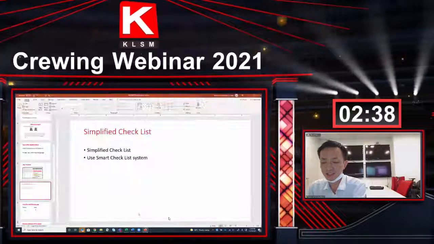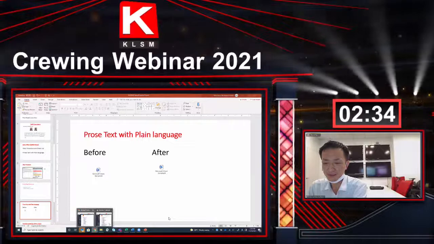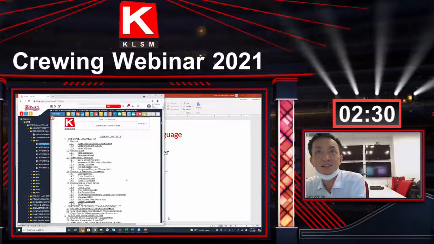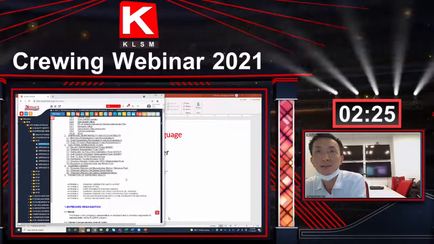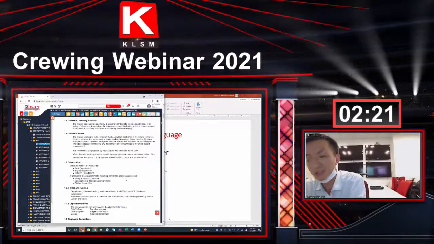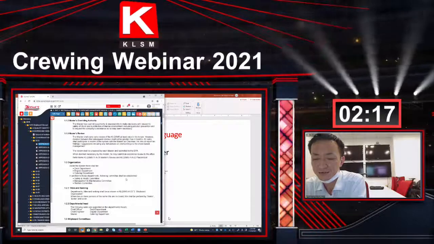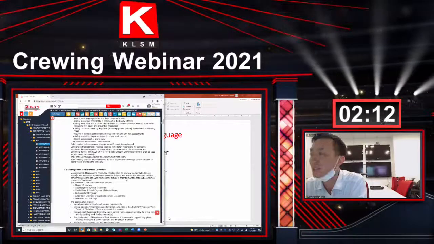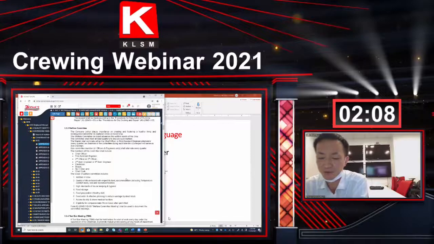Then the next one, the prose text part. I'm just going to show you an example. This is the present SMS manual on Connect, B01. As I mentioned, this is quite informative. There is a lot of information, but in huge plain text, huge prose text. So it's very hard to read and hard to find the information.